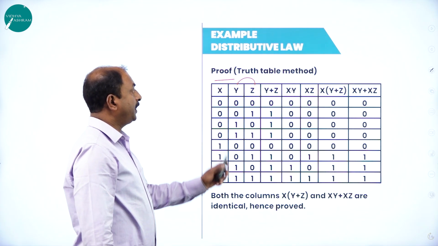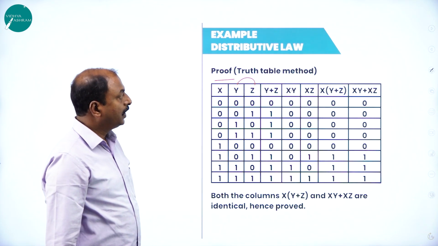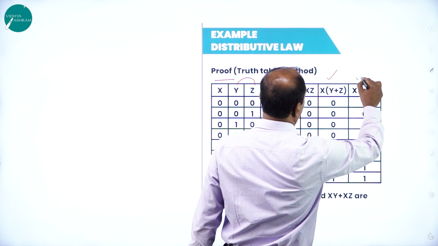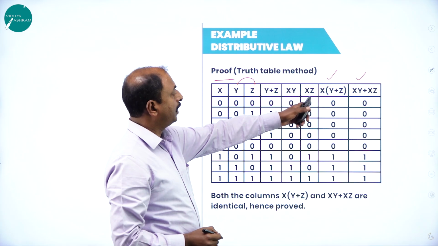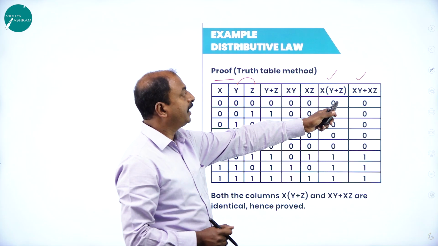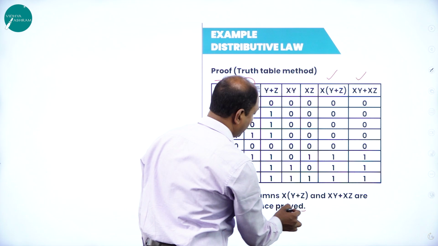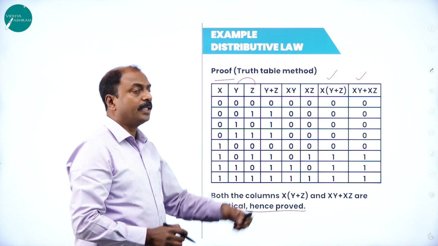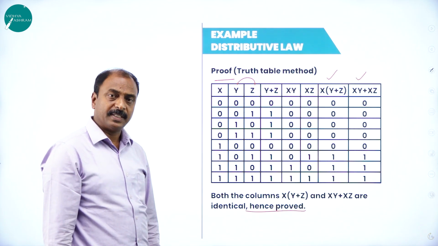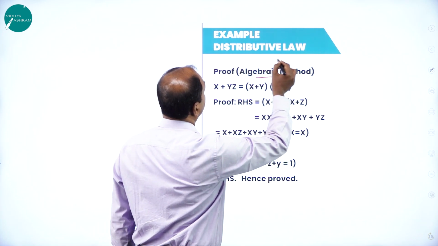So once you complete this truth table of the given three variables, now if you look at these two columns, these two columns are the same. Because of this, the column x into (y plus z) equals xy plus xz. So hence the theorem is proved. This is another method of proving the Boolean theorem, the truth table method. In the next slide, we will see how we prove this by the algebraic method.